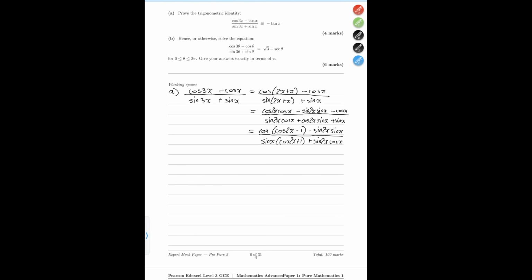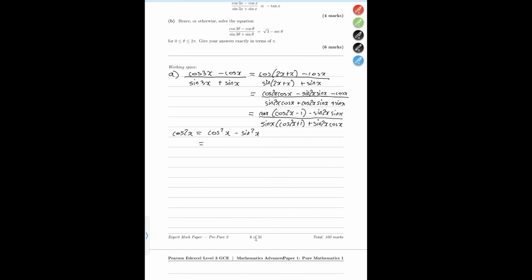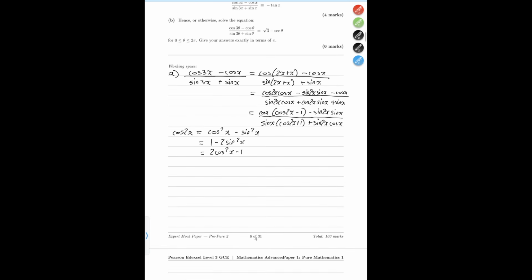Now, let's think: cos 2x is cos squared x minus sine squared x. Okay, so there are two ways we can rewrite this. Either 1 minus 2 sine squared x, or we can write it as 2 cos squared x minus 1. Okay, so have I written that right? 1 minus sine squared x. Yeah, 1 minus 2 sine squared x. Yes.